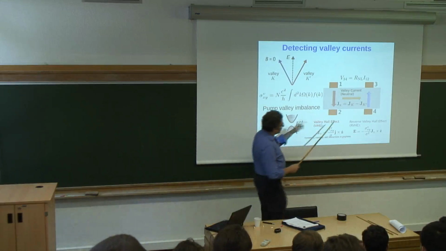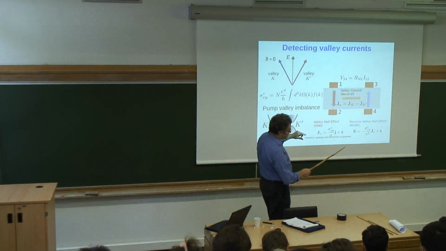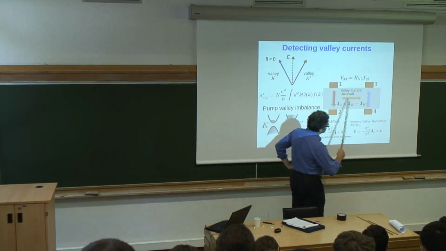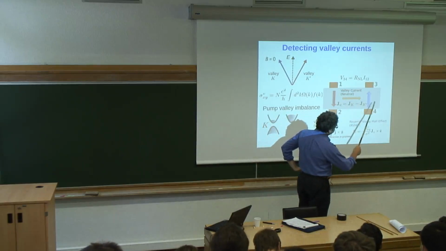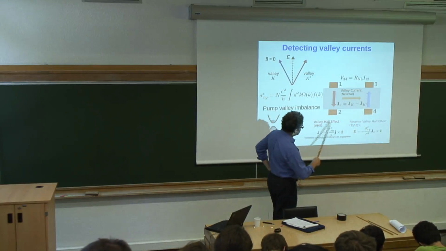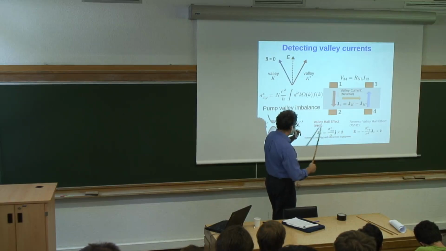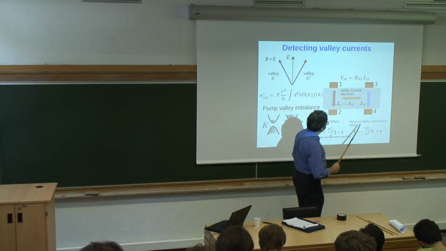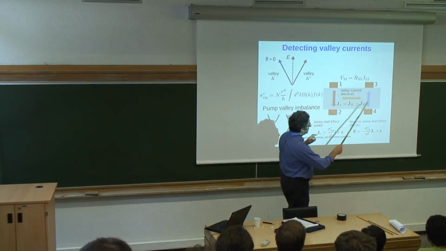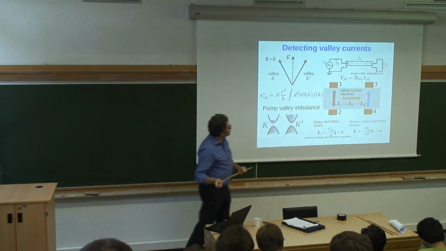Detection can be done at a remote location using the reverse effect, or reciprocal effect. Because if you have a charge neutral valley current, it will create a transverse electric voltage by the effect which is Onsager dual or reciprocal to this one. And so you can use the valley Hall effect both to induce valley current and to detect it at the remote location.